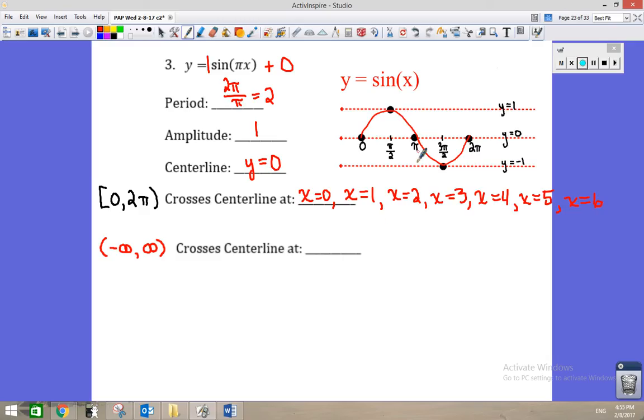Now, to write this in a generalized form, to describe infinitely many of these, we just take the x equals 0 and we add half of the period, so we're just adding 1 times n, and there we have it, because n is any integer. So replace n with 0, 1, 2, 3, 4, and you'll generate that list.